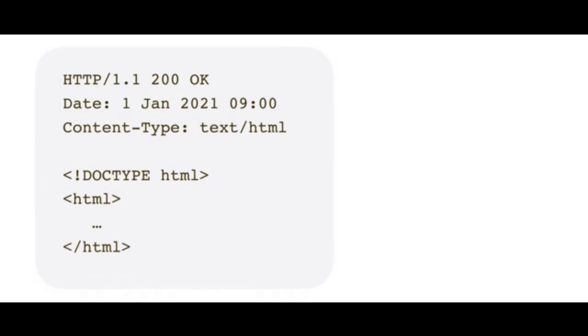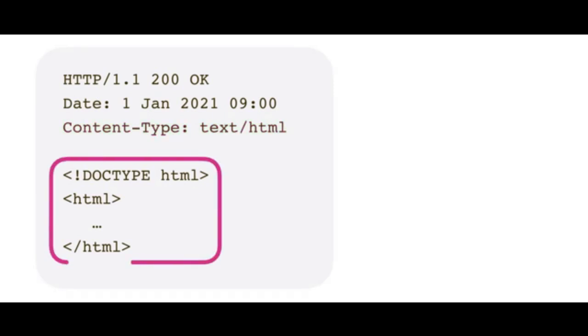Now, what is in the response? Here's a simplified example. On the first line, we see the version of HTTP protocol used, followed by a number which is the status code. 200 means successful or OK. Right below that, we can see the date and time of the response. Next, we can see the type of content the server is sending back to the client, in this case, text/HTML. And after that, we can see the HTML code or the HTML document that represents the homepage of codewithmosh.com. Of course, the actual HTML code is way longer.